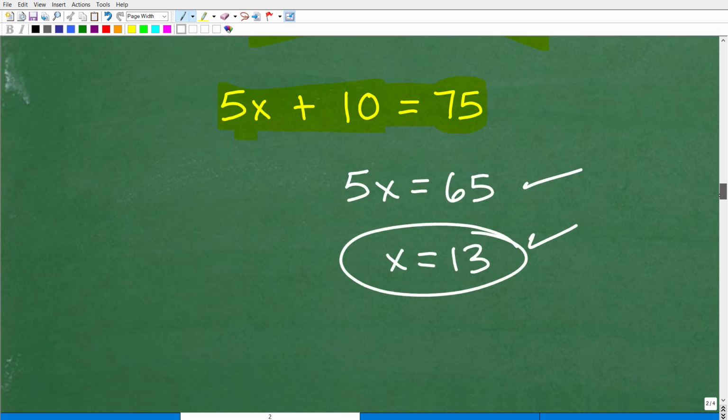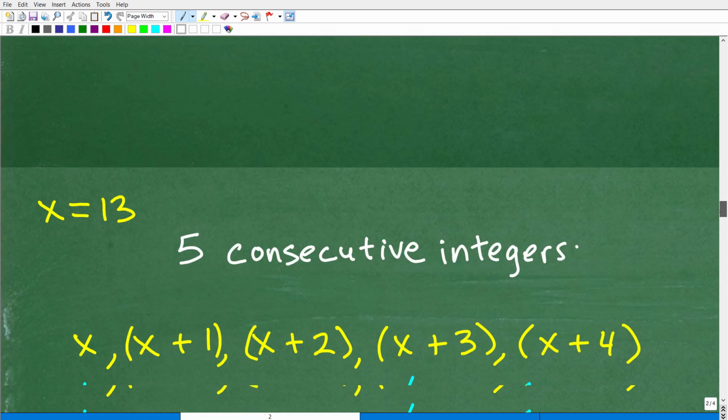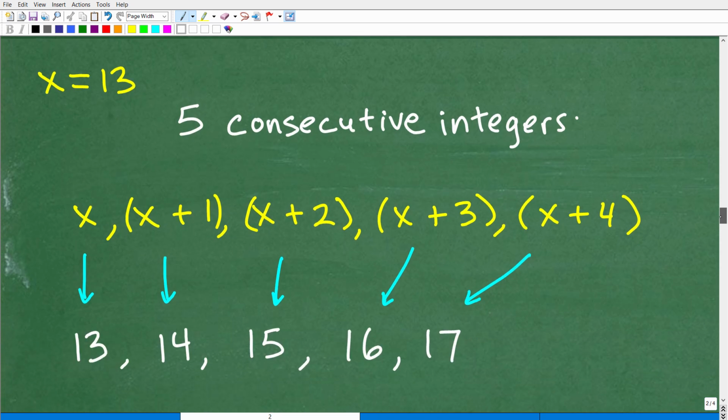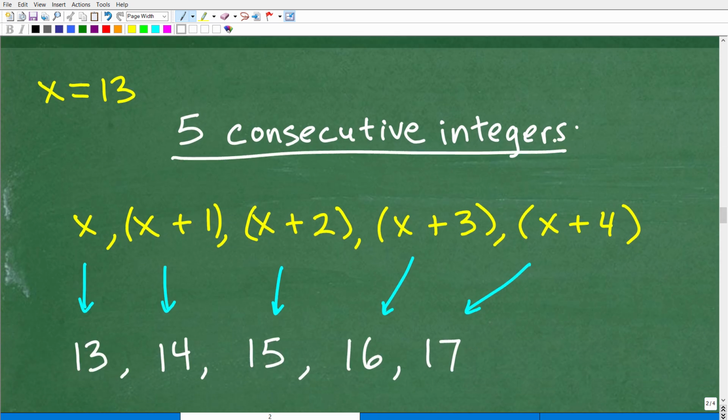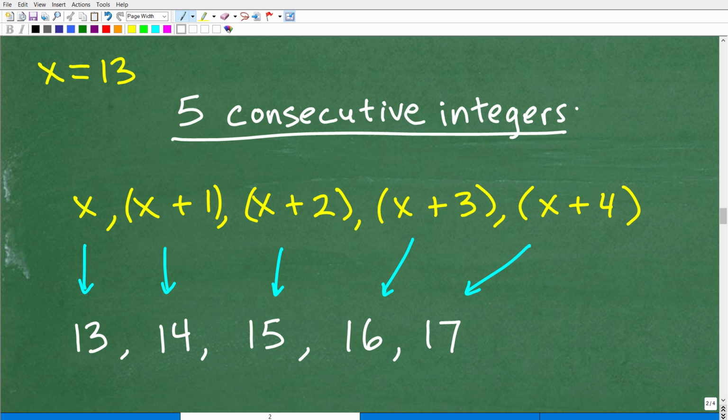All right, so x is equal to 13. Those are two methods you could have taken. We're looking for those 5 consecutive integers. So remember, we had our variables set up in this manner. Our first integer was x. So x is equal to 13, so our first number is going to be 13.